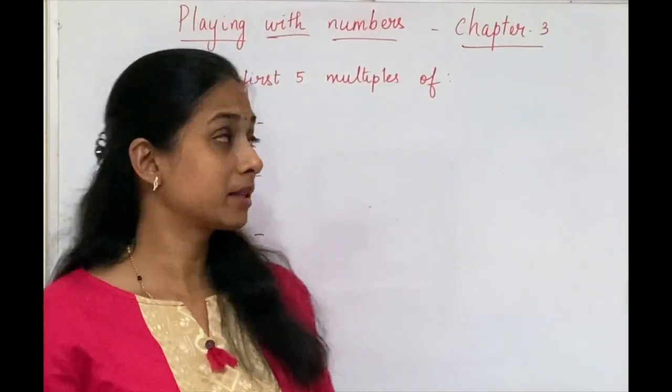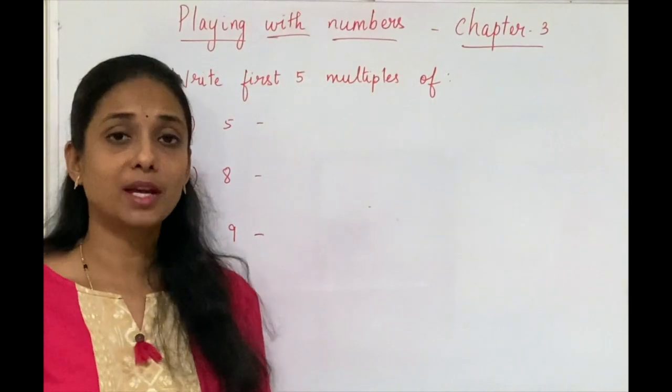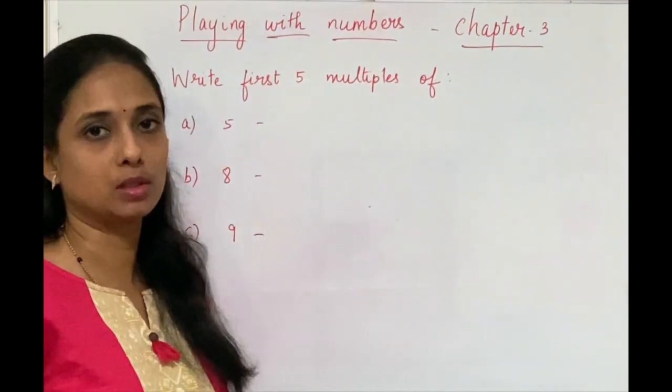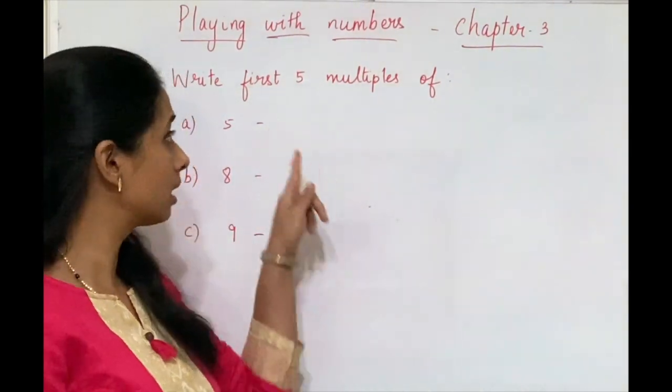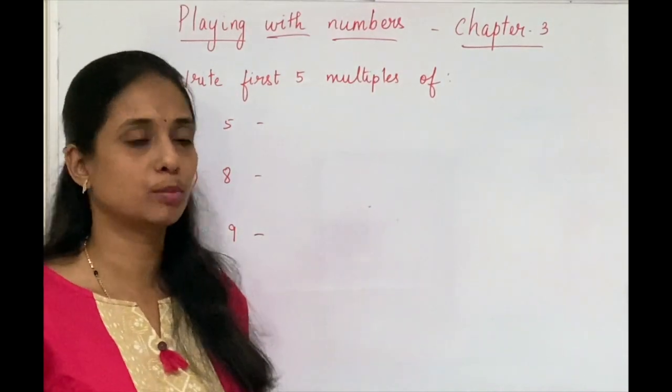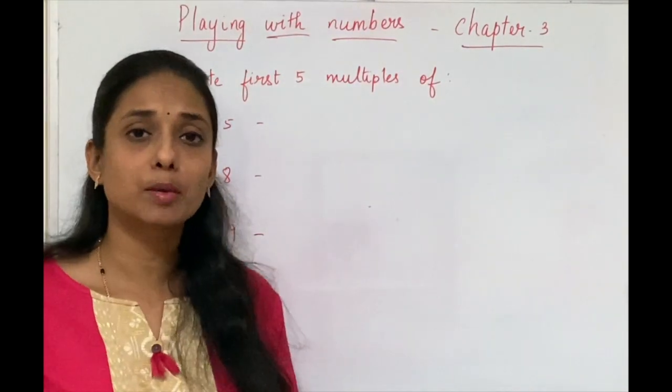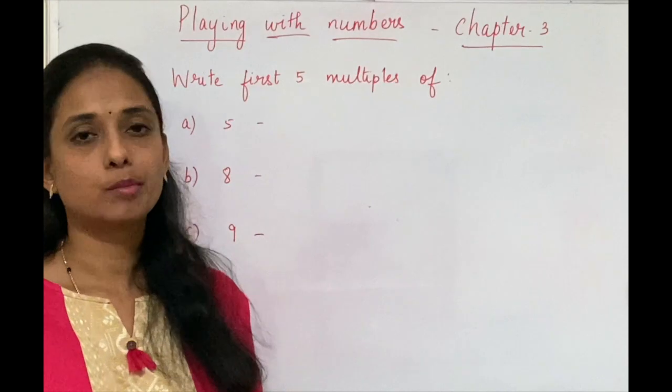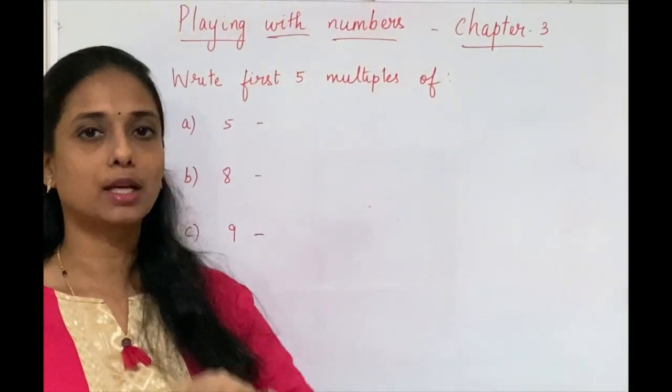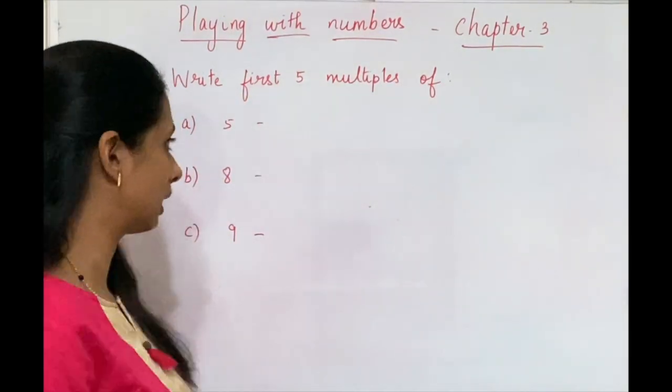Okay, let's do the second sum. Write first 5 multiples of these numbers. You cannot write any multiples. You should write the first 5 multiples of these numbers. So what does that mean? In your multiplication table, the first 5 numbers that you see, those will be the first 5 multiples, right?